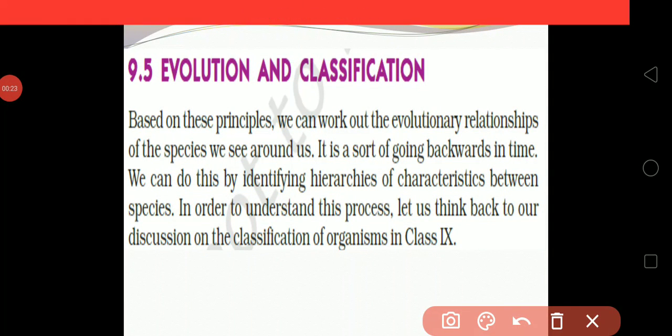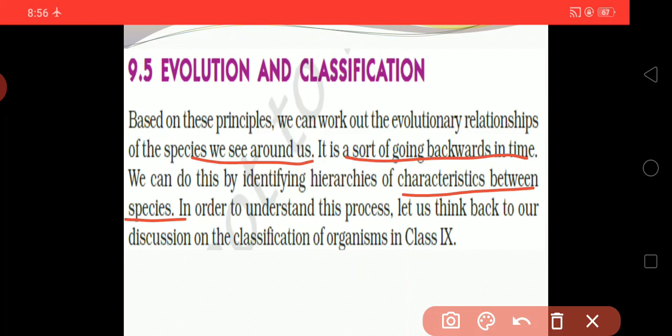Based on this principle, we can work out the evolutionary relationship of the species we see around us. It is a sort of going backward in time. If we go backward, we can see that in ancient times, we can do this by identifying and analyzing the characteristics between species.